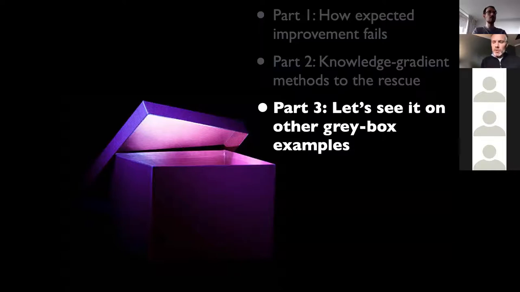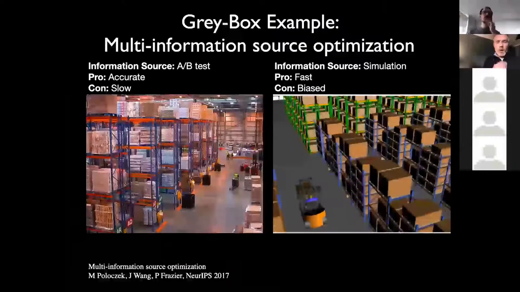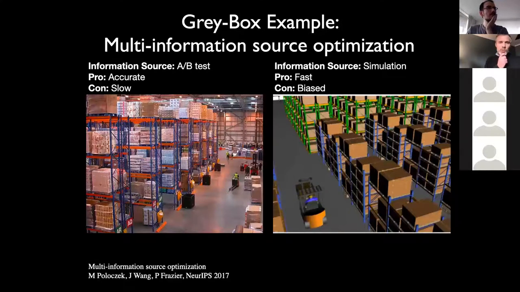In less detail, I just want to show you that it can also be used in other settings. So this is the multi-information source optimization problem that I discussed in the beginning of the talk, where I'm thinking about a really time-consuming, slow, but accurate objective function that I'd like to optimize, for example, an A-B test in a warehouse. And then I have one or more lower fidelity information sources that are biased but are faster.